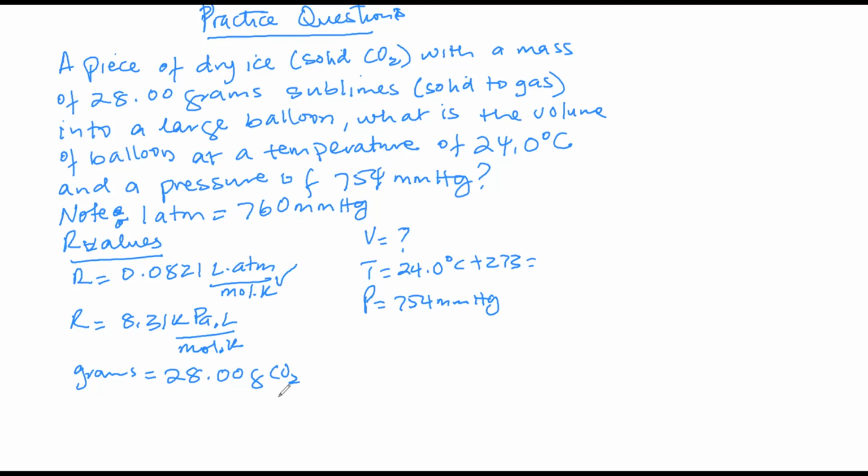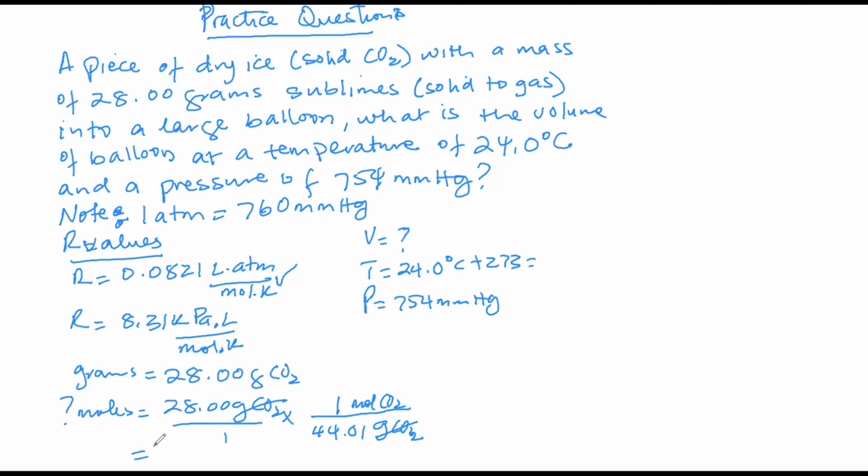What is the molar mass of carbon dioxide? We want to calculate the number of moles of 28.00 grams of carbon dioxide. So you're using 1 mole equal to molar mass. We've done a lot of this. So 1 mole of carbon dioxide over 44.01. We cross this out. That will be equal to, to 4 significant figures, 0.6362 moles of carbon dioxide.